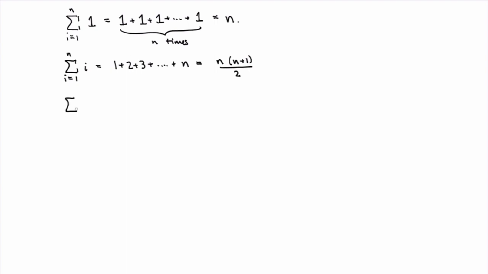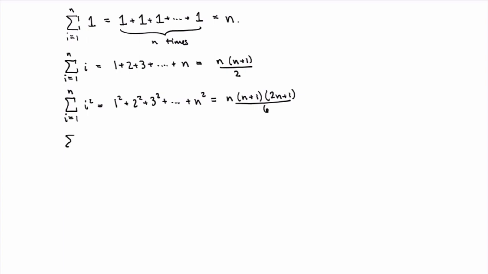There are two other ones that will be useful. The third one is the sum from i running from 1 to n of i squared. So this is going to be 1 squared plus 2 squared plus 3 squared, all the way to n squared. It turns out that this also has a nice expression. It's equal to n times n plus 1 times 2n plus 1, and the whole thing is divided by 6. This is not so obvious to prove, but it is true.